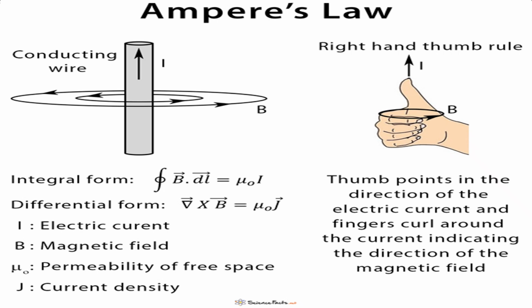If you want to understand the direction of a magnetic field, then we have the right hand thumb rule. According to this rule, the thumb points in the direction of the electric current and the fingers curl around the wire, indicating the direction of magnetic field. If we suppose we have a current carrying wire, and the thumb indicates the direction of current, then all the fingers wrapped around it indicate the direction of magnetic field.